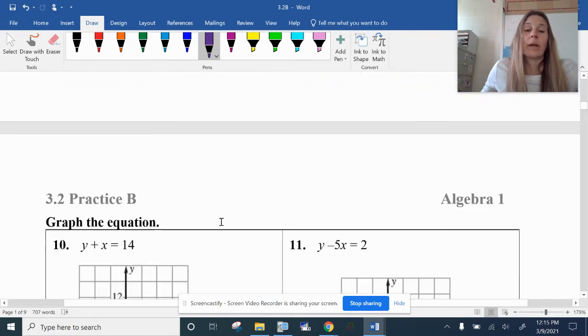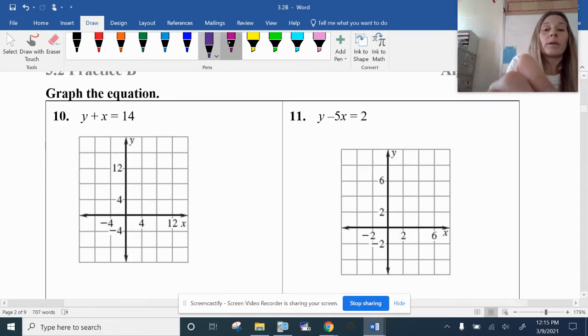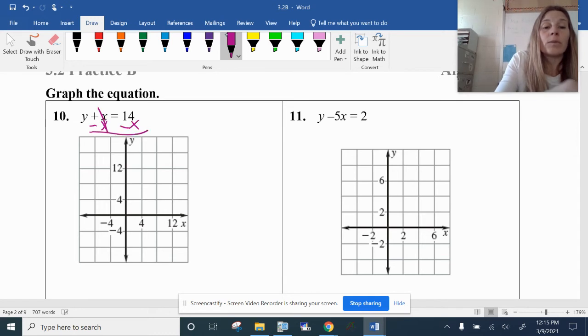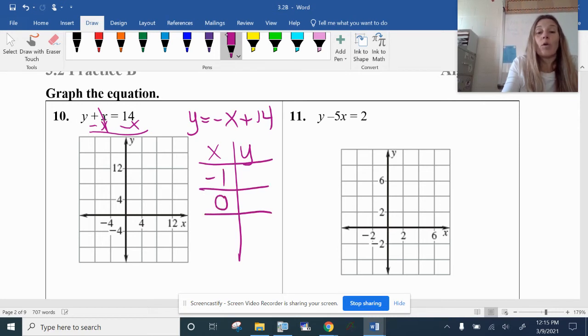Okay, so continuing on with this little bit of graphing here. Again, you want to really just keep getting those y's alone. So for this one, I'm going to end up with y equals negative x plus 14. And at this point, you could make a little table. I wouldn't stress too much, just maybe try, always want to use 0. And in this case, since the x-axis is going by 4s, I'd probably do positive 4 and negative 4.